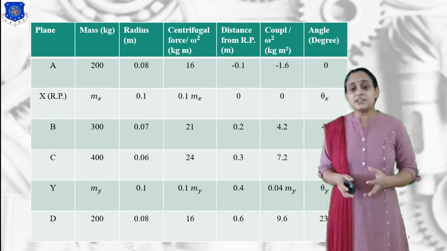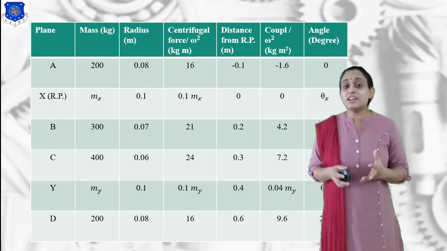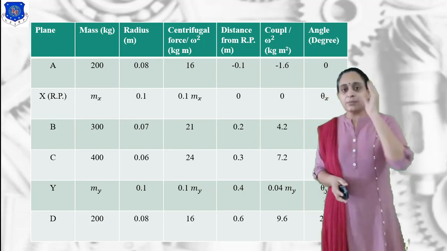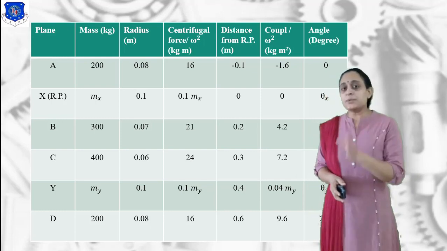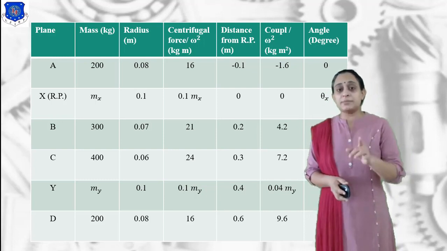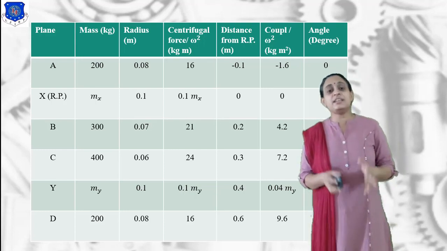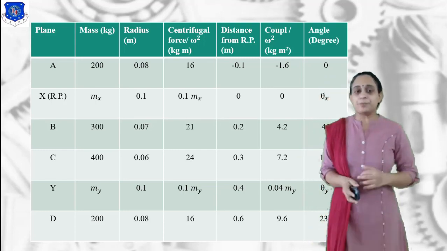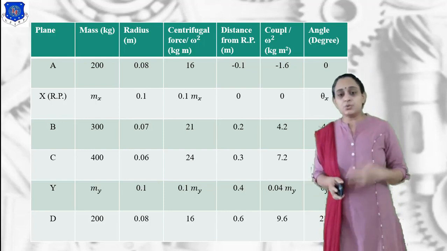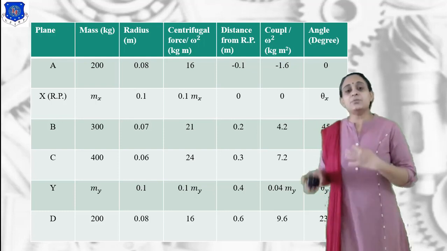We have to consider all the data. Okay, we have to check our detail. So let us have the couple row. The row of couple by omega square, like the first value of couple A is minus 1.6. Second one, because X is the reference plane, that couple value is 0. Next, B is 4.2, C is 7.2, Y is 0.04 MY and D is 9.6.